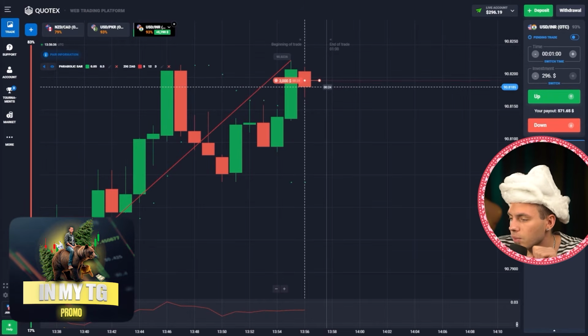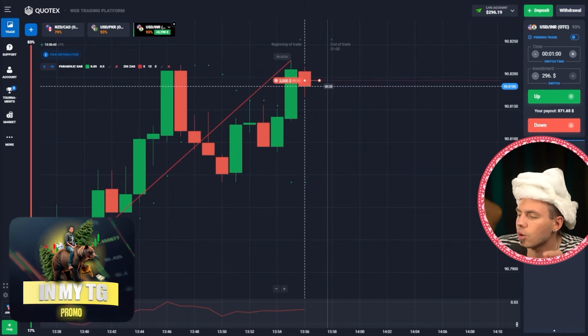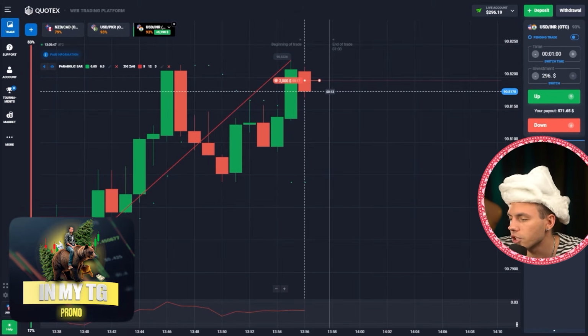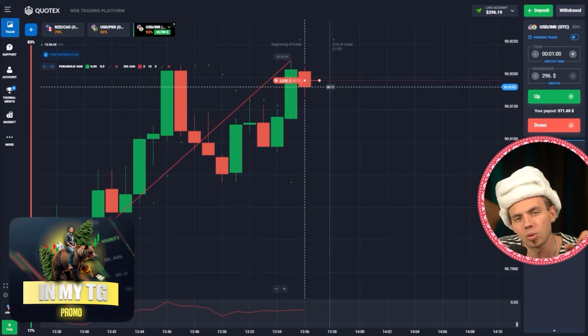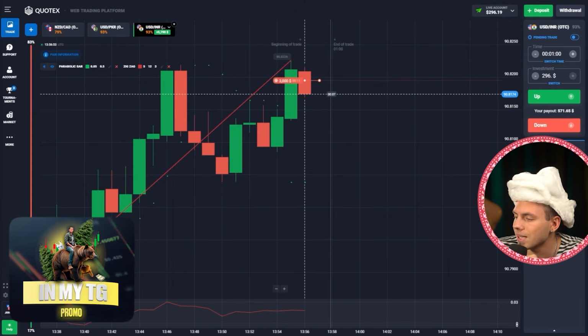And here we also picked a very cool moment, and we expect a pullback down to remove the local overbought zone, which normally happens with high volatility markets. So once you reach the overbought zone, you need to cool down a bit. So that's basically why we opened the sell trade, and I guess this will bring us very cool profits right now.